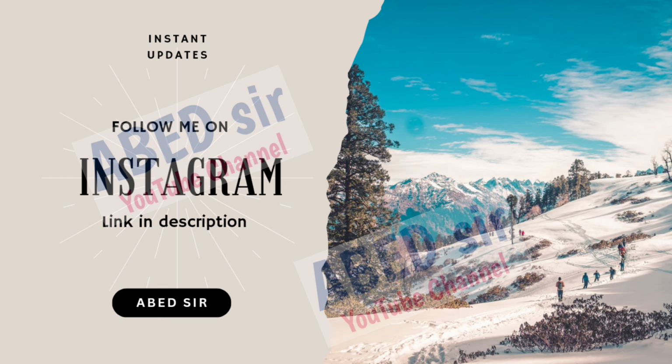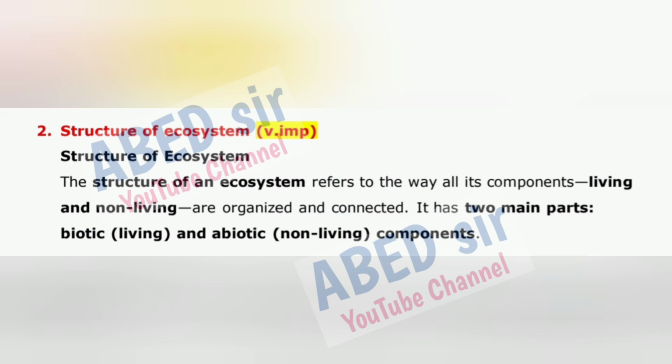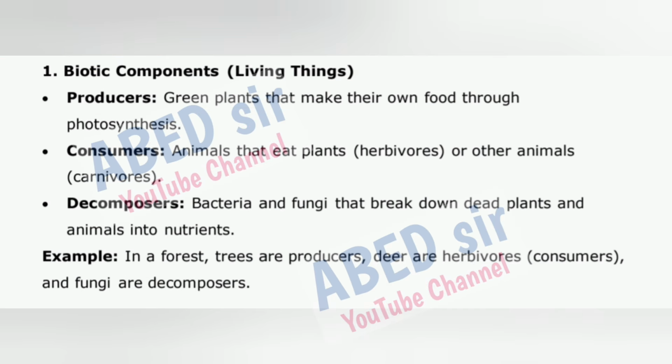Next important short question is: 2. Structure of ecosystem. The structure of an ecosystem refers to the way all its components, living and non-living, are organized and connected. It has two main parts: biotic, living, and abiotic, non-living components. 1. Biotic components, living things.